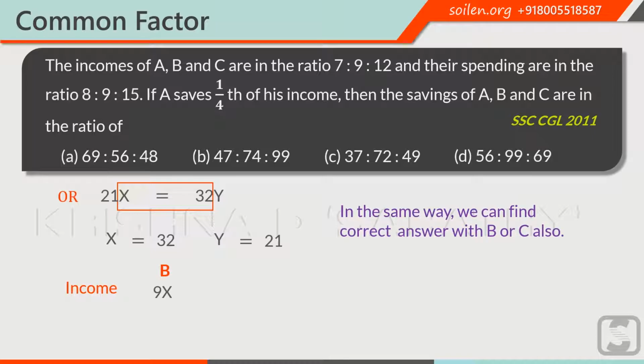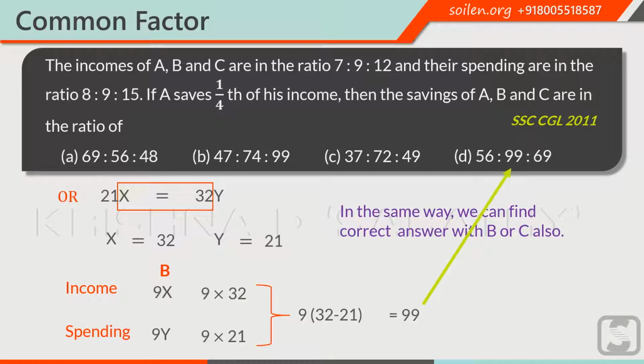B's income 9x and spending 9y. Place x equals 32 and y equals 21. Here, 9 is the common factor. We can make calculation a little bit faster. 9 times the difference of 32 and 21 equals 99. It is B's savings, and you can find 99 in the option D.